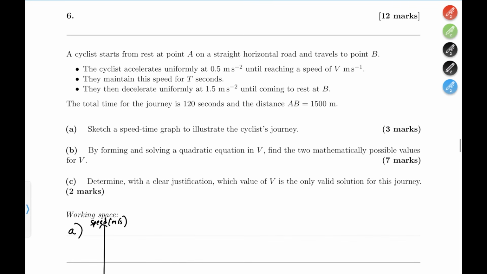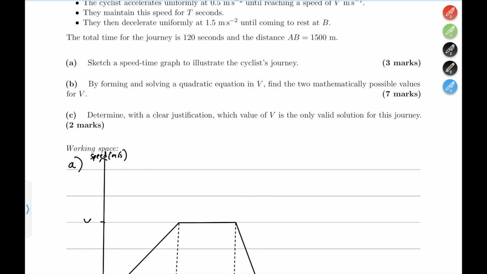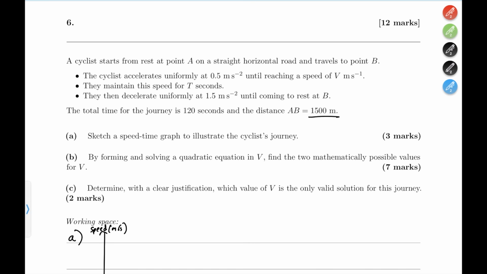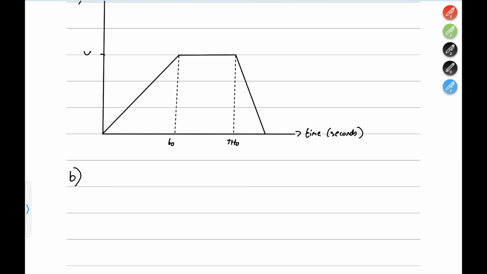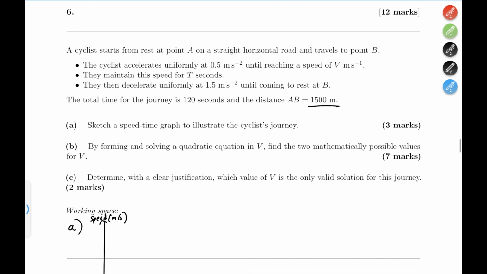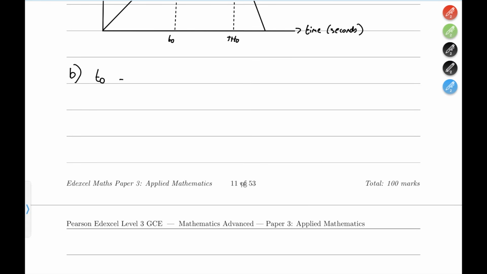Part B now, it wants us to form and solve a quadratic equation in v and find the two mathematically possible values for v. So I can see here this is going to be something to do with area, okay? Because they have given us information on the area, so the total distance that they travel. So let's try and split this up into both using the information about time and also using the information about the area. Okay, let's think about the time it takes for them to accelerate until they hit the speed of v. Okay, so we can think about that as t0. So we can say, well, t0 is going to be v over 0.5 because that's the velocity over the acceleration. Okay, so t0 is 2v.